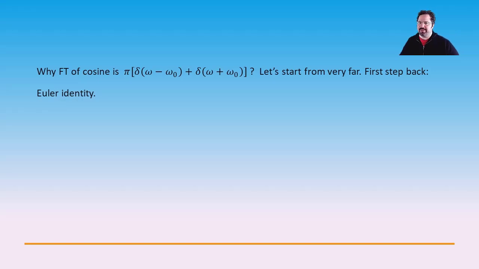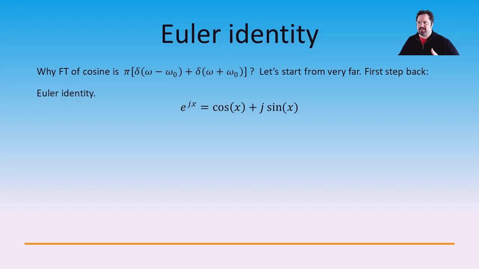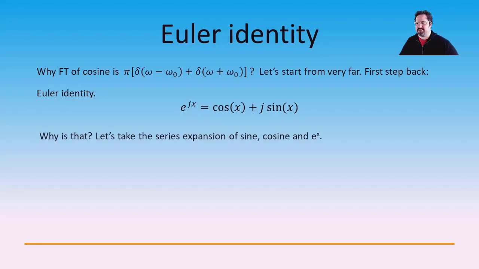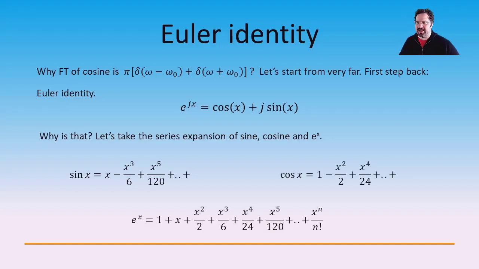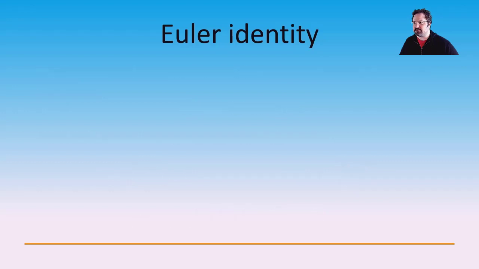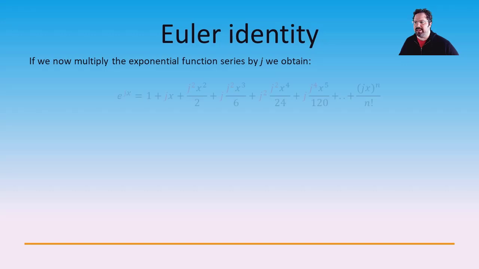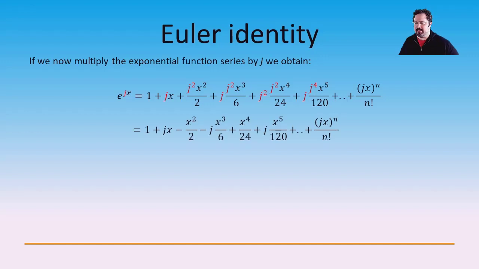First step back, Euler identity, which is the exponential function raised to jx equals cosine x plus j sine x. Why is that? Let's take the series expansion of sine, cosine, and e raised to x. Sine x as that expression, cosine of x as that expression, and e^x as that expression. If we now multiply the exponential function series by j, we obtain this expression, and it becomes this one because j squared, of course, is minus 1.